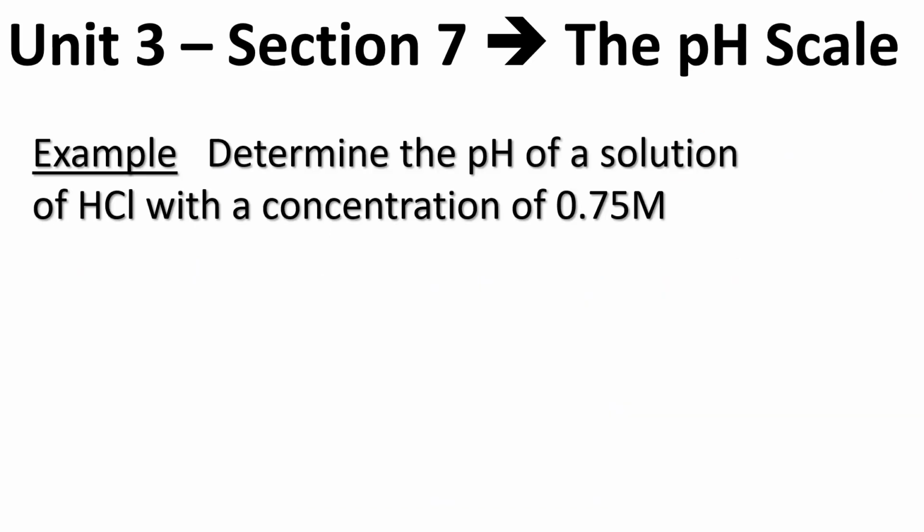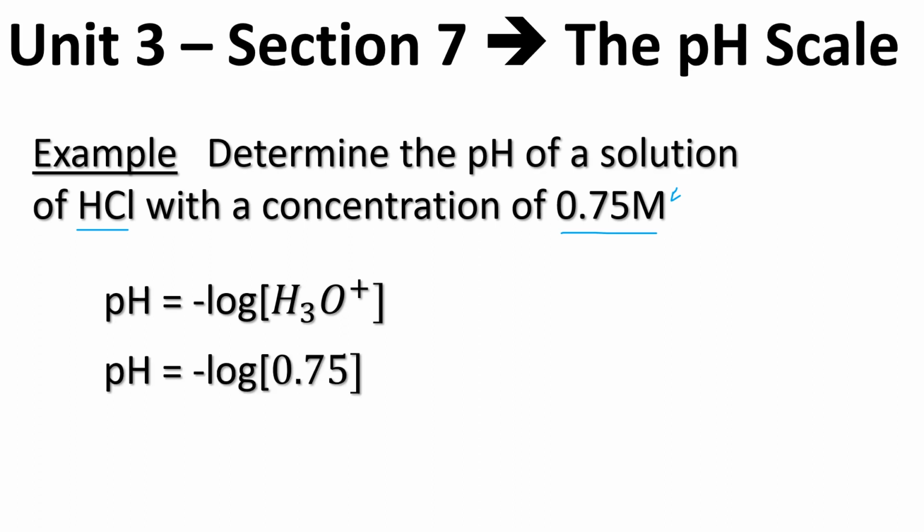So let's see how this works. Let's determine the pH of a solution of an acid, HCl, with a concentration of 0.075 molar. Again, that's moles per liter. So all we need is our log formula, and we know our concentration. Our concentration is that value, so we're going to plug it in here.